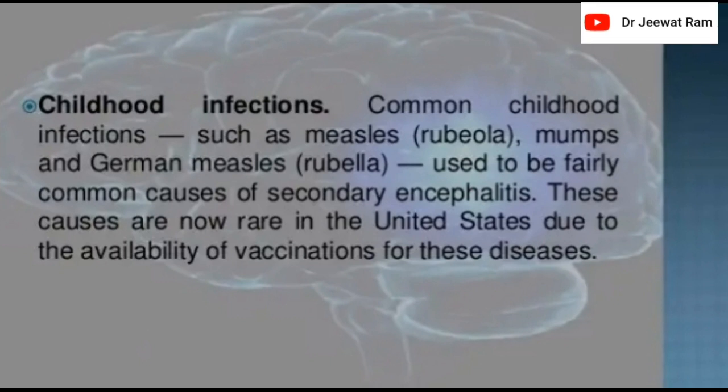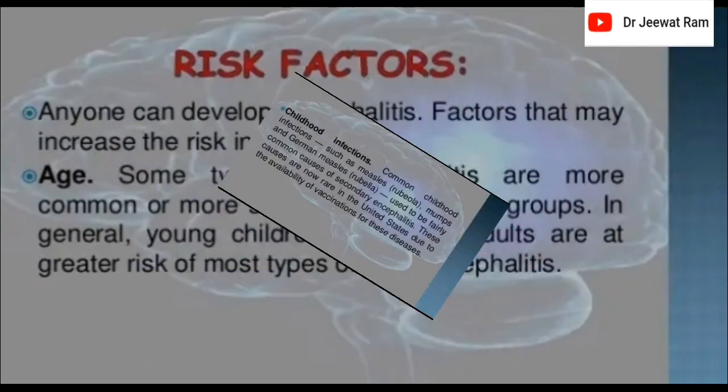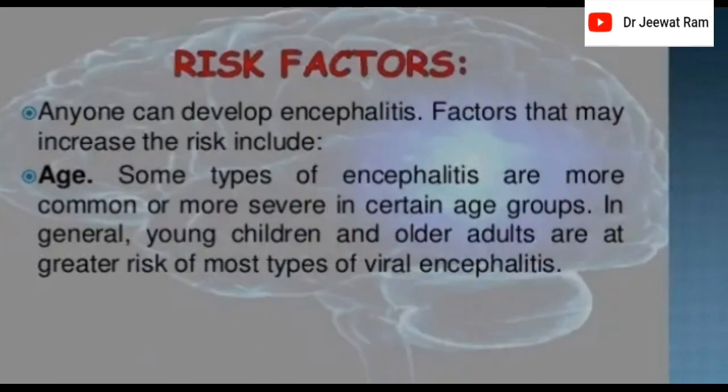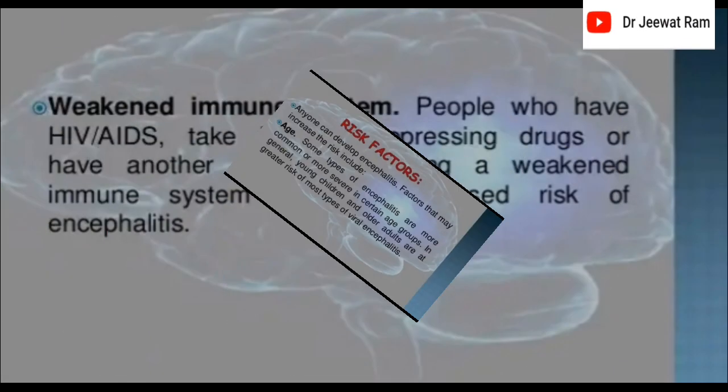Childhood infections. Common childhood infections such as measles, mumps, and German measles used to be fairly common causes of secondary encephalitis. These causes are now rare in the United States due to the availability of vaccinations for these diseases. Risk factors. Anyone can develop encephalitis. Factors that may increase the risk include age. Some types of encephalitis are more common or more severe in certain age groups. In general, young children and older adults are at greater risk of most types of viral encephalitis.